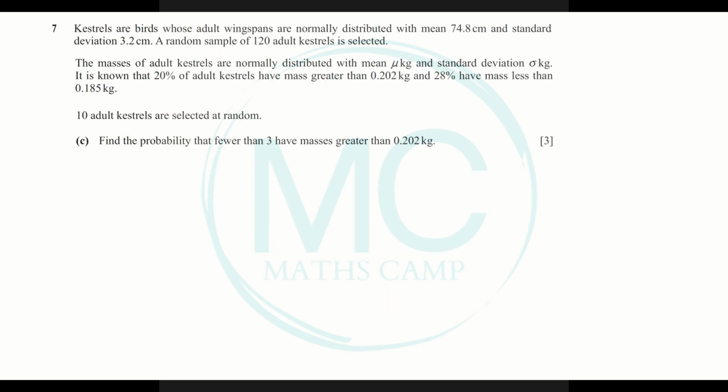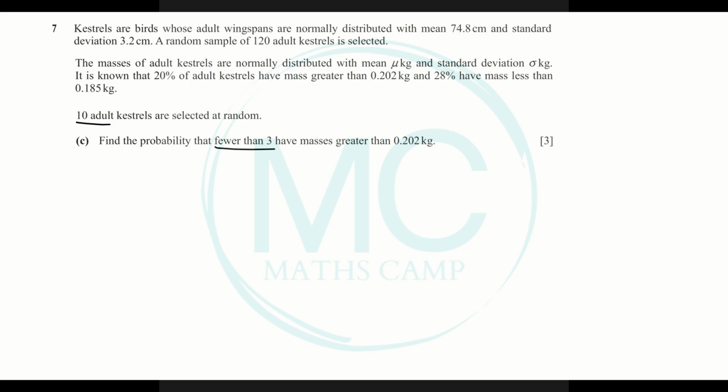Part C says 10 adult kestrels are selected at random. Find the probability that fewer than 3 have masses greater than 0,202. We're looking at fewer than 3 birds. So we're working with either binomial or geometric distribution. We have a total of 10 adults. So we are working with binomial.